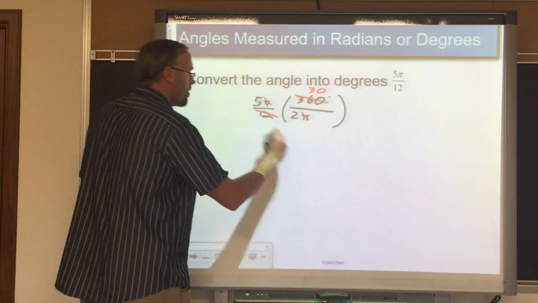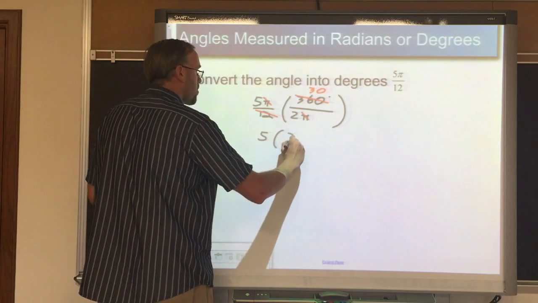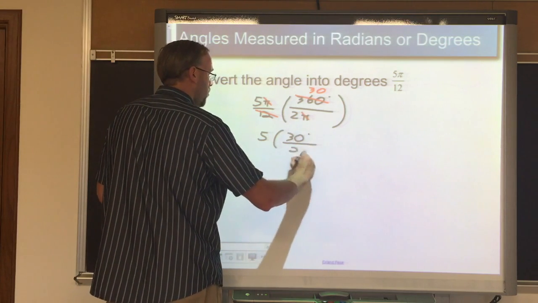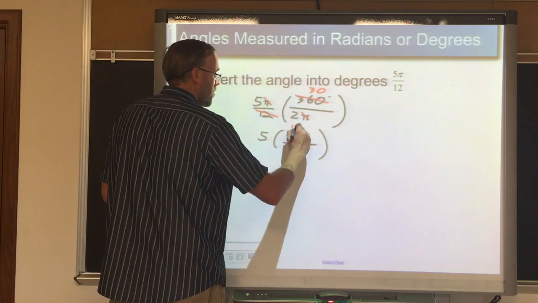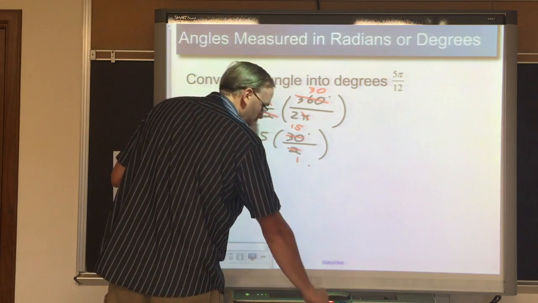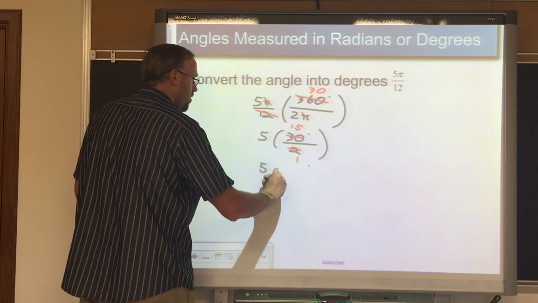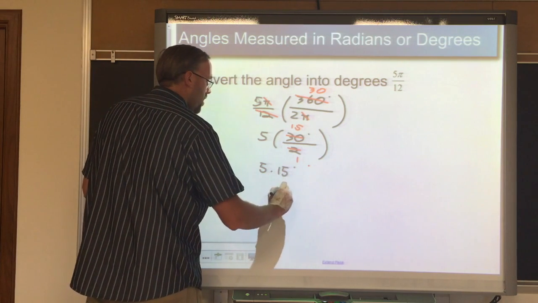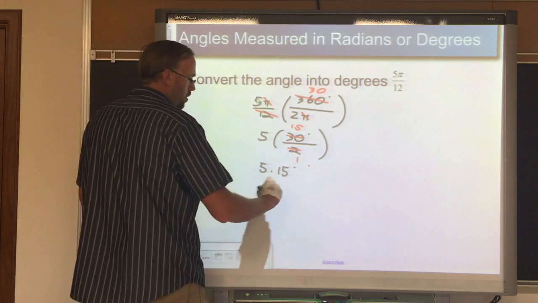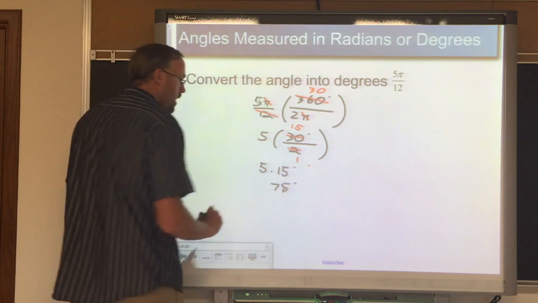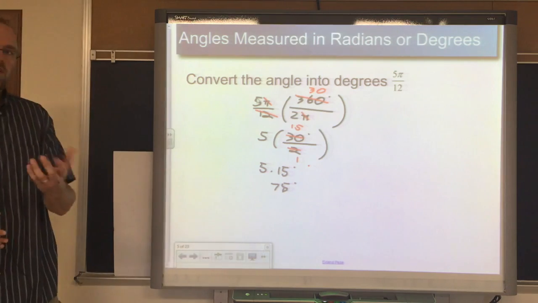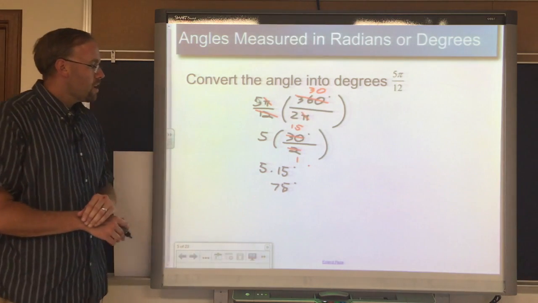All right, I can cancel this 12 with this, leaving 30. So let me rewrite that. 5 times 30 degrees over 2. And I can cancel 30 and 2, so that's 15 and 1. So 5 times 15 degrees, and that will equal 75 degrees. Again, I put the degree symbol so we understand that we're talking about degrees here.